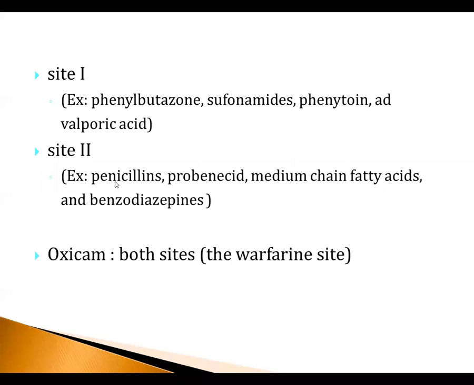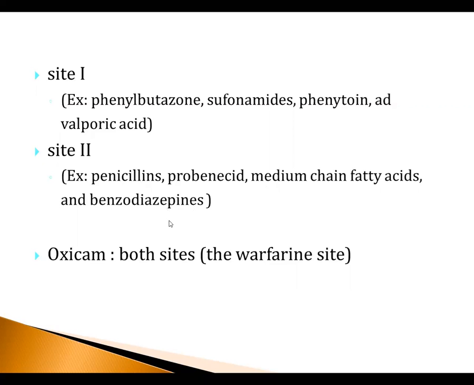There are other sites also, called site 1 and site 2. Site 1 is specifically for phenol. I told you there are varieties of binding sites present in the protein, which may be more than one in number, and there are many types also. So for site 1, there are some very unique, specific ones I'm just stressing. Site 1 is for phenylbutazone, sulfonamide, phenytoin, and valproic acid. Okay, there's a mistake here, delete this. Site 2 is specifically for penicillin, propionic acid, medium chain fatty acids, and benzodiazepines.